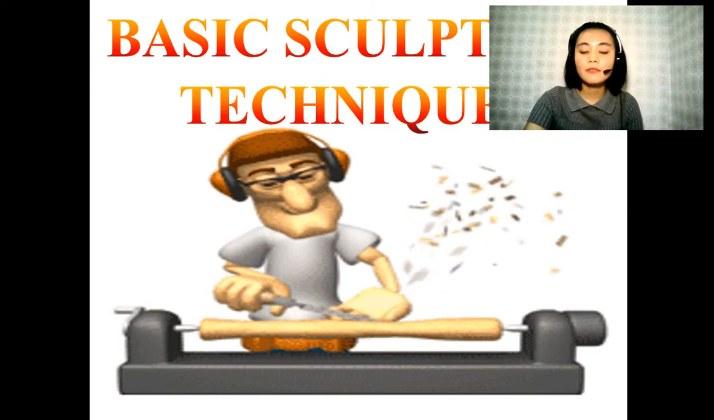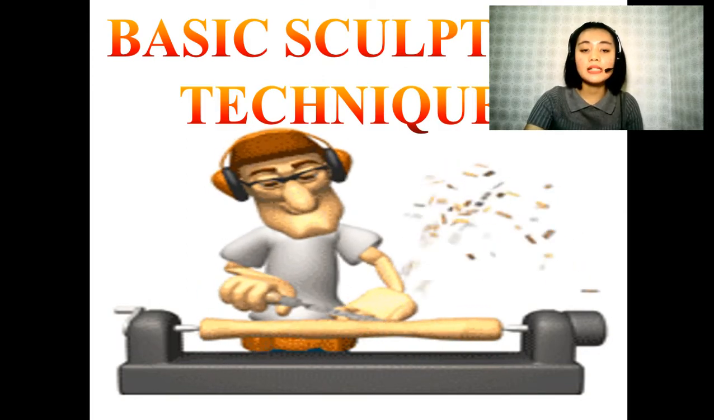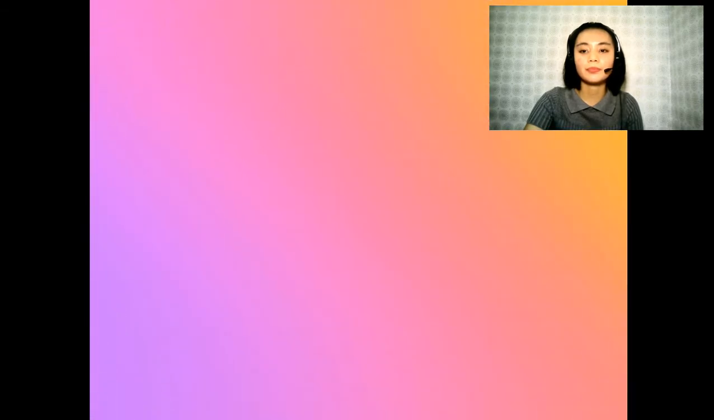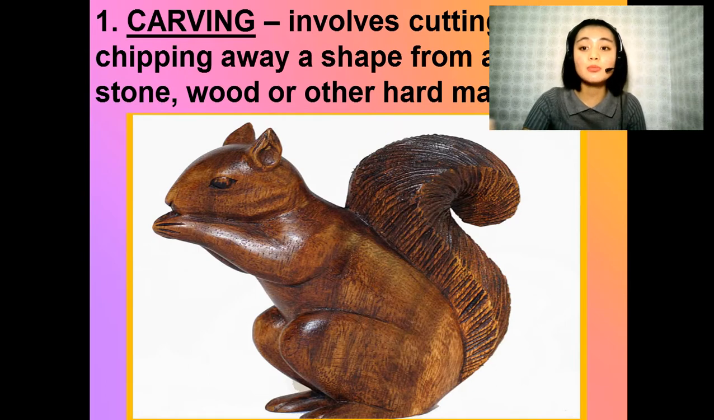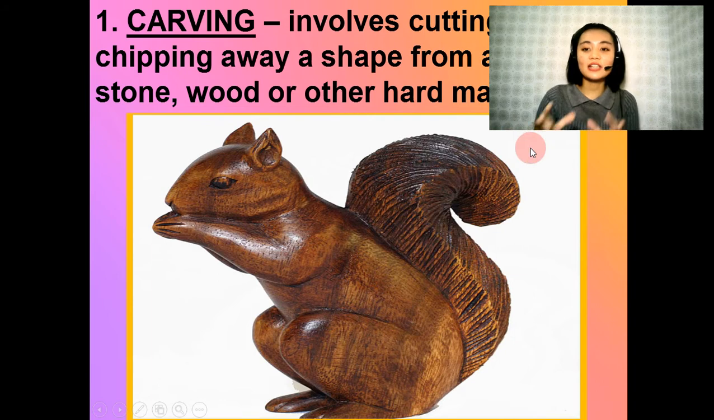So, we have basic sculpture techniques. Okay, so what are these? So we have carving. So again, carving is an example of a subtractive process or subtractive method. So from a single block of wood, you're going to cut away or chip away pieces of wood in order to achieve the desired effect. So for example, itong sculpture na to, nanggaling ito sa malaking tipak ng wood. Tapos unti-unti siyang inukit. Kaya nga siya carving, pag-uukit. Okay, so that is subtractive.